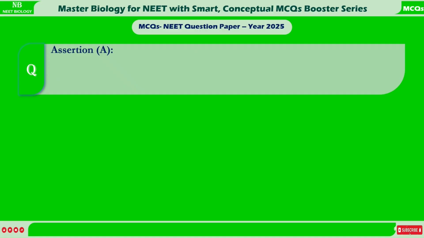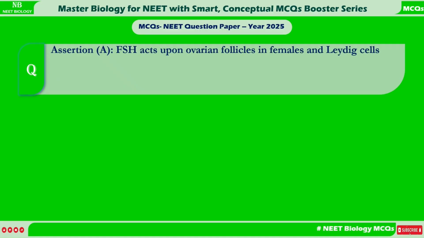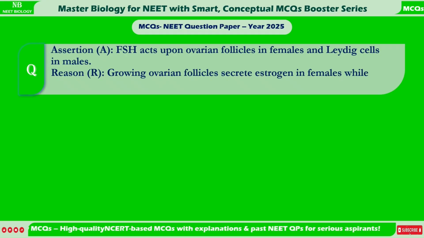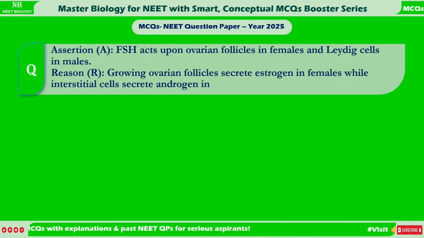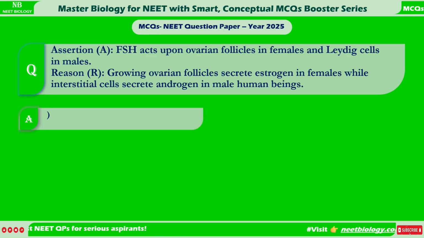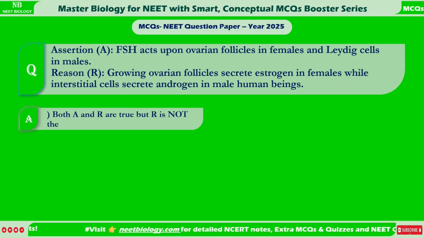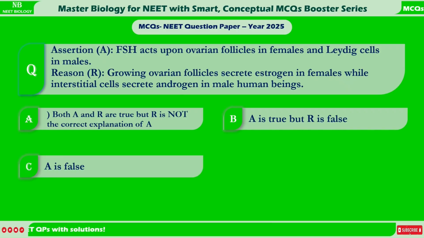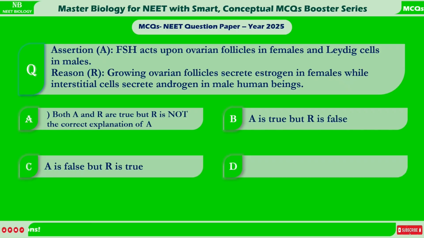Assertion A. FSH acts upon ovarian follicles in females and Leydig cells in males. Reason R. Growing ovarian follicles secrete estrogen in females, while interstitial cells secrete androgen in male human beings. A. Both A and R are true, but R is not the correct explanation of A. B. A is true but R is false. C. A is false but R is true. D. Both A and R are true, and R is the correct explanation of A.